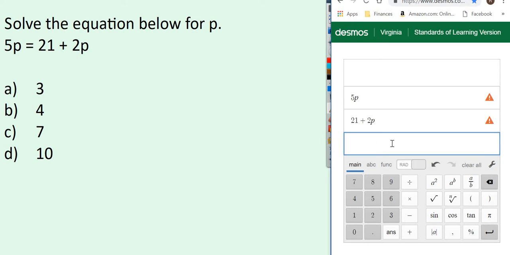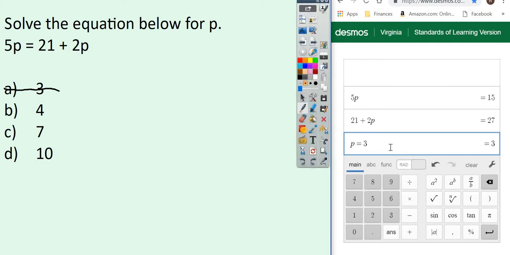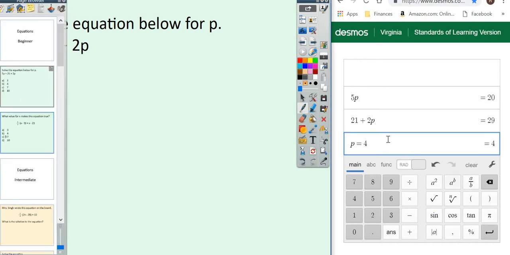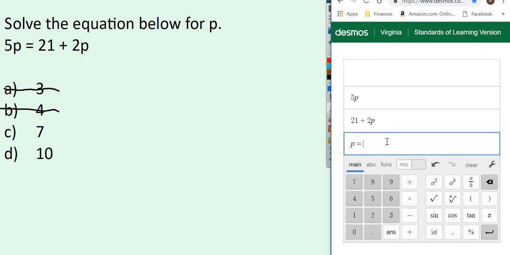I put in half the equation on one line, the second half of the equation on the other. I know that equal sign means that those two have to be exactly the same. On the third line, I'm going to put in a 3, just like A, and notice 15 and 27 are not the same. So there's no way that 3 can be an answer. So let's go ahead and try the 4. 20 and 29 are not equal, so there's no way that 4 could be the answer.